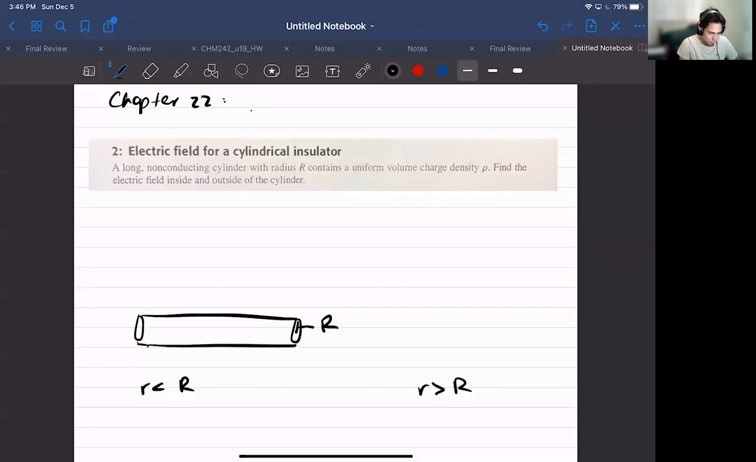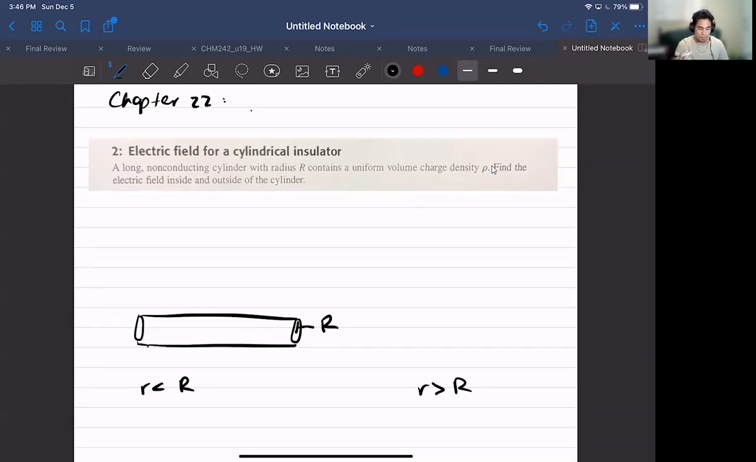Right. So for the fundamental questions on chapter 22, I picked the one about the electric field in different regions of a cylindrical insulator. It says we need to find the electric field inside and outside the cylinder, knowing that it's a non-conducting cylinder. That's really important to know, because if we know the difference between a conductor and an insulator, we know that those two are going to have different charge distributions, right?